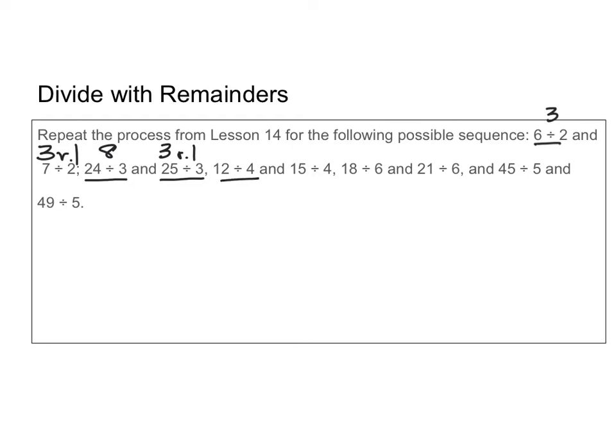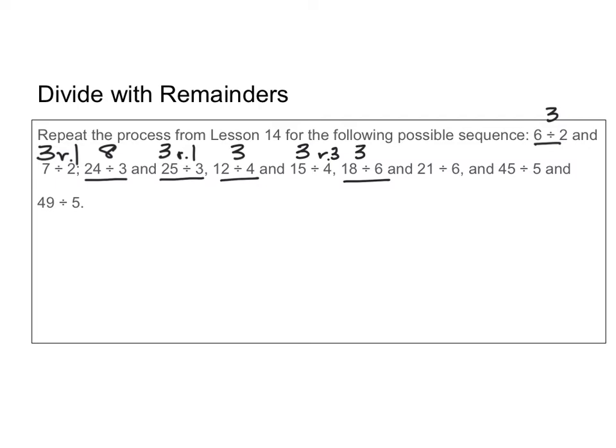12 divided by 4. Counting by 4s to 12. 4, 8, 12. That's 3. 15 divided by 4. Well, we're going to count by 4 again. 4, 8, 12. 16 would be the next 4. We don't have enough for that, so we have 3 4s, but we have 3 left over. Hopefully that's making some sense. 18 divided by 6. Well, 6, 12, 18. That's 3.